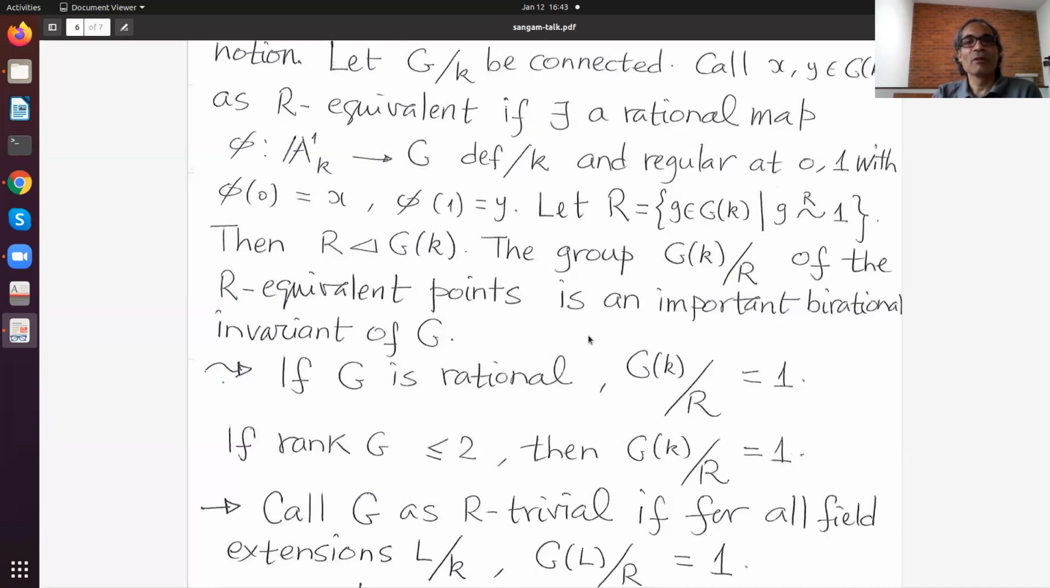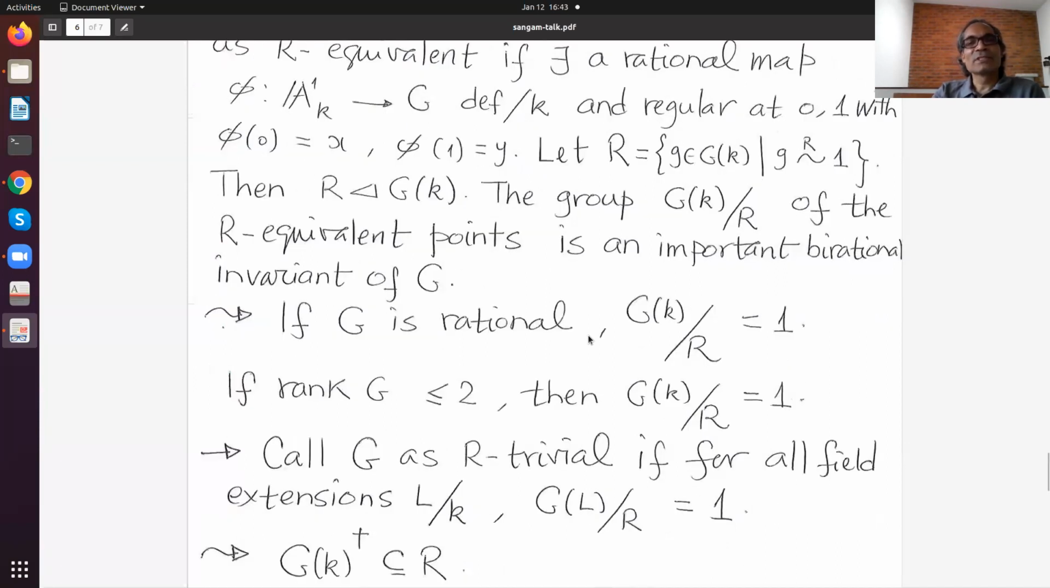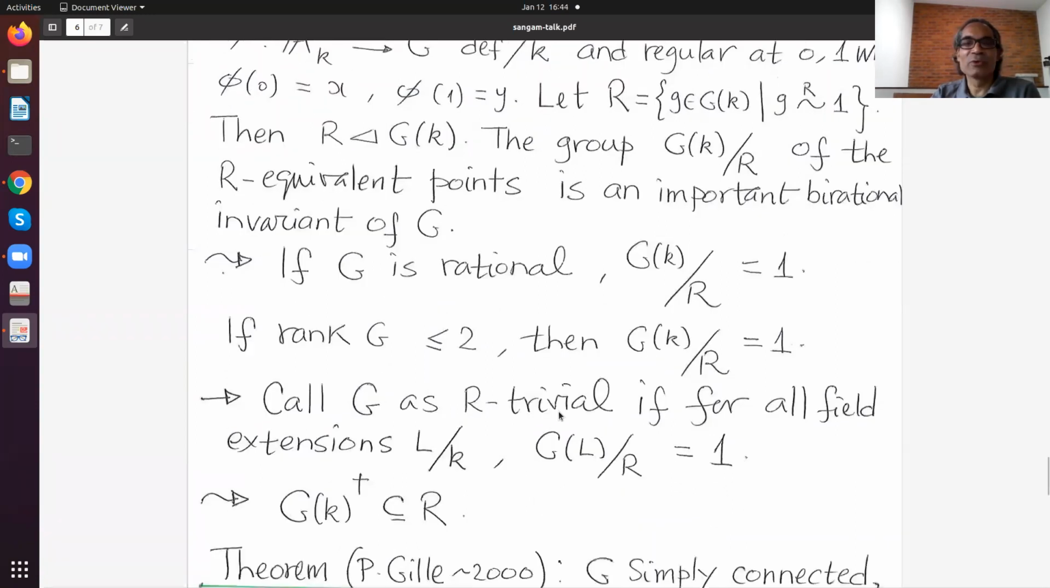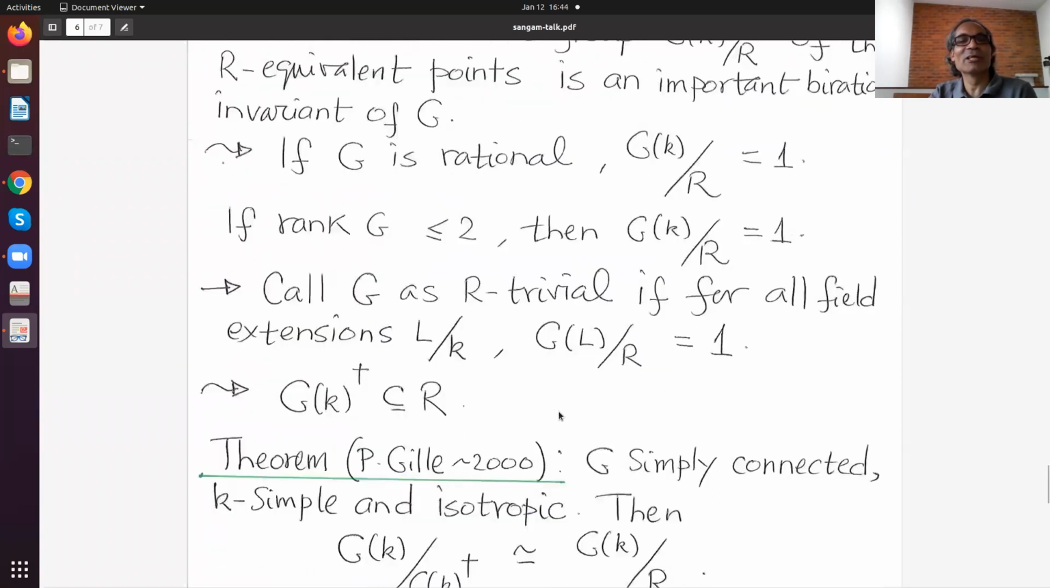So one can talk of the group of R-equivalent points of G. But by what we saw, if G is rational, then everything can be joined to the identity. So G(K) mod R would be the trivial group. And also if rank is at most 2, then already G is rational, therefore this will be trivial. This actually, I will use later if I have time to sketch. Well, I don't have time to tell you the proof of anything, but let's proceed.